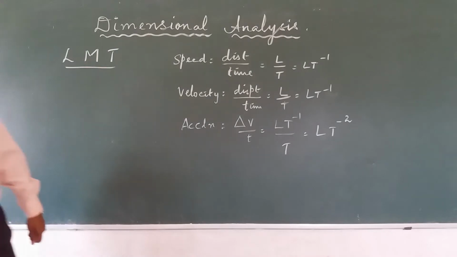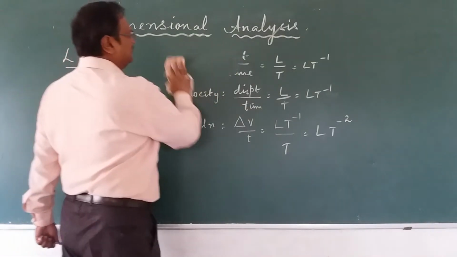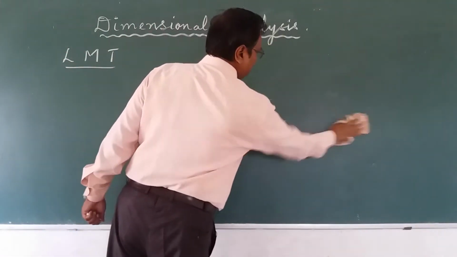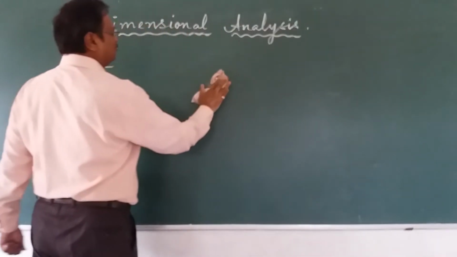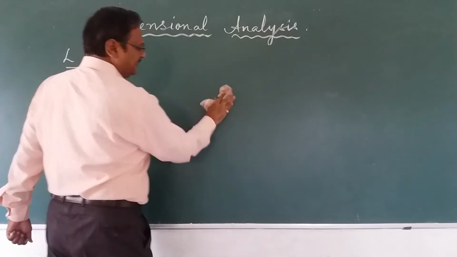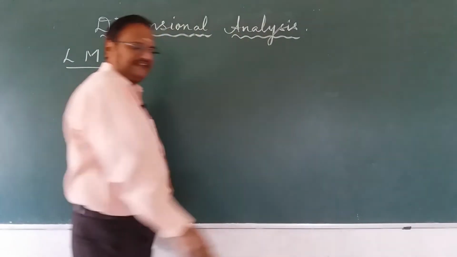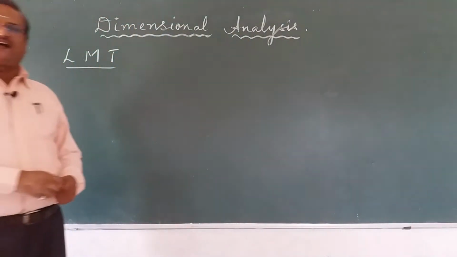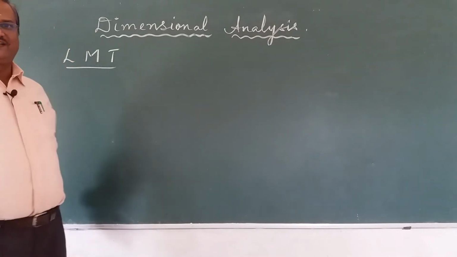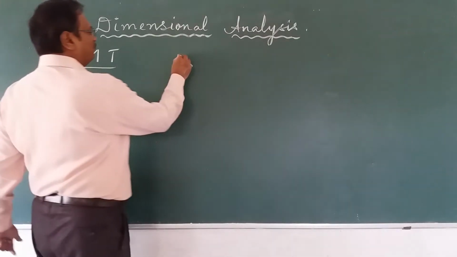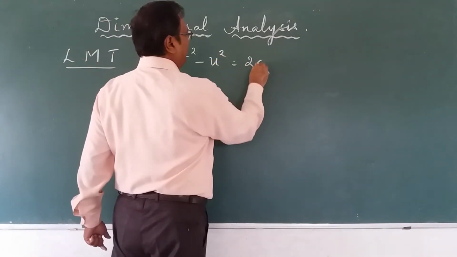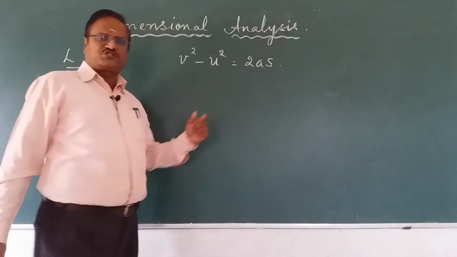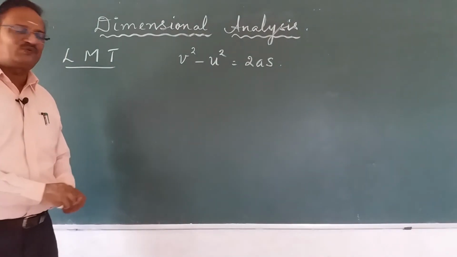Today, I am going to show that, in the 3 equations of motion that I already proved, the first equation is V is equal to U plus AT, then S is equal to UT plus half AT square, we derived it. Today, let us review the third one: V square minus U square is equal to 2AS. Is it dimensionally correct? This is what we are going to do now.